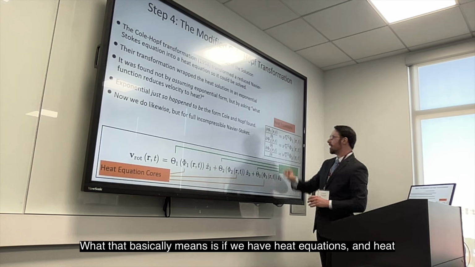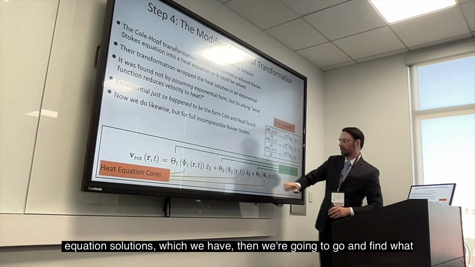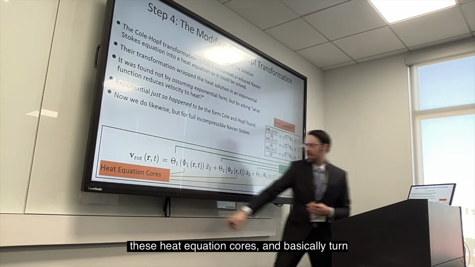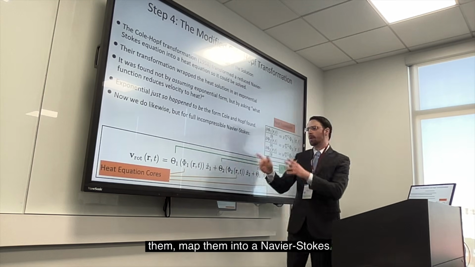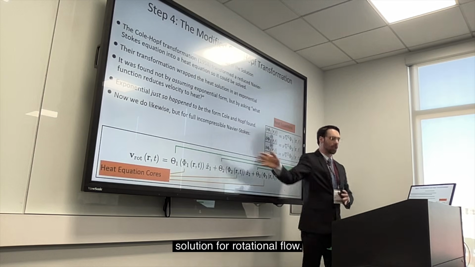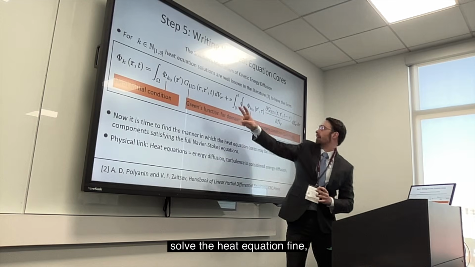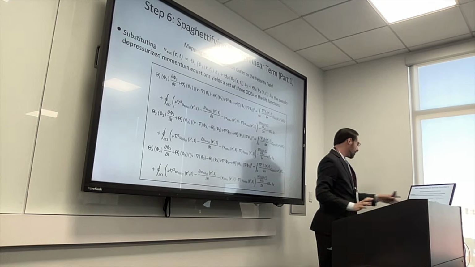What that basically means is if we have heat equations and heat equation solutions, which we have, then we're going to go ahead and find what theta functions, what lift functions we need to take these heat equation cores and basically map them into a Navier-Stokes solution for rotational flow. So we can solve the heat equation fine. What we don't have is the theta functions.